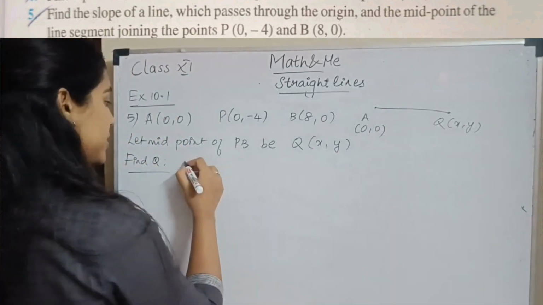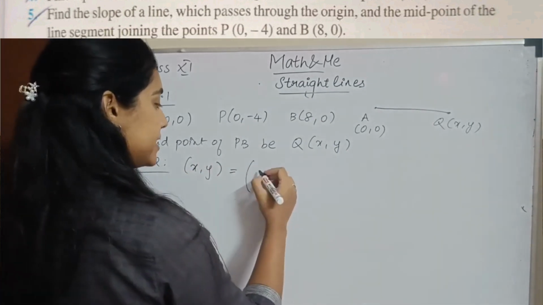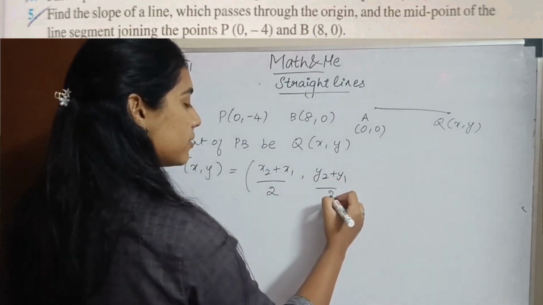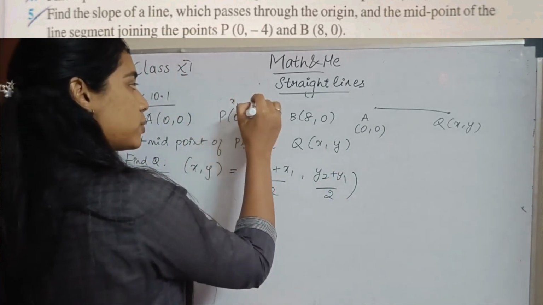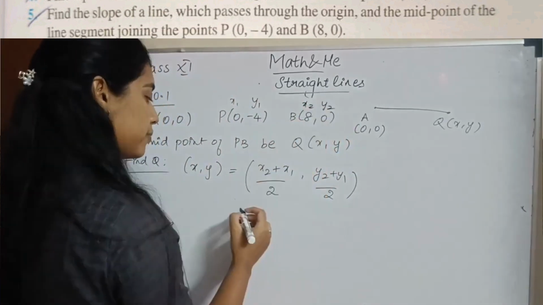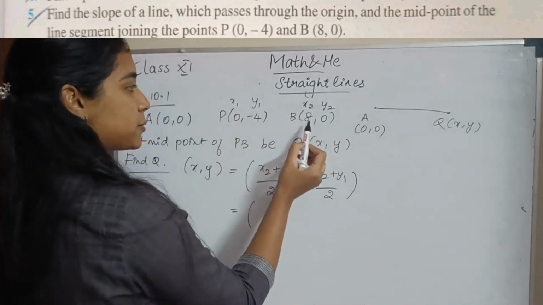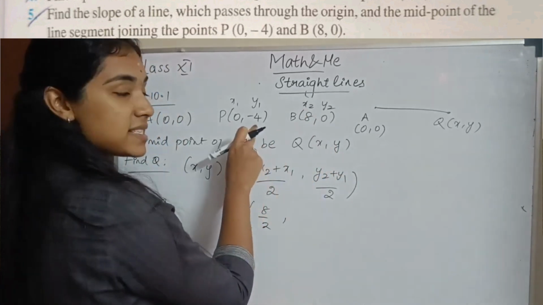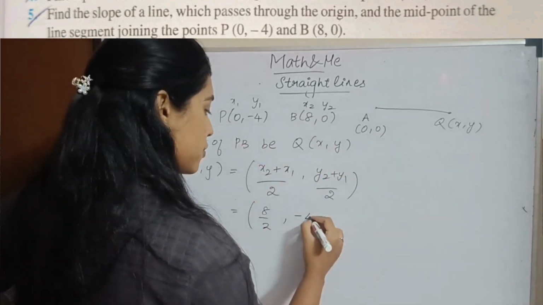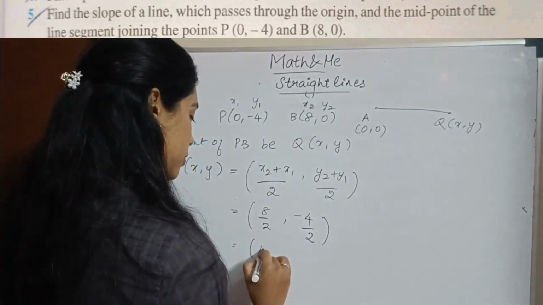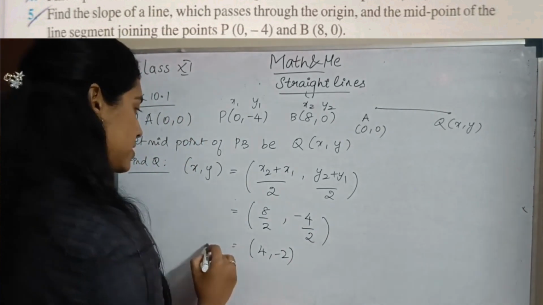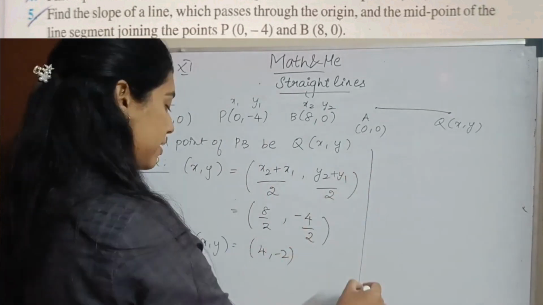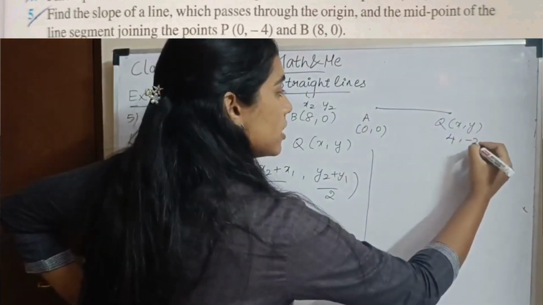What is the midpoint formula? The coordinates of (x, y) is ((x2 plus x1) divided by 2, (y2 plus y1) divided by 2). So in this case, this is your x1, y1, x2, y2. So what do you have? (8 plus 0) divided by 2, (0 plus minus 4), which is minus 4, divided by 2. So what do you have? 4, minus 2. So this is the midpoint of P and B. Now you have Q, which is (4, minus 2).